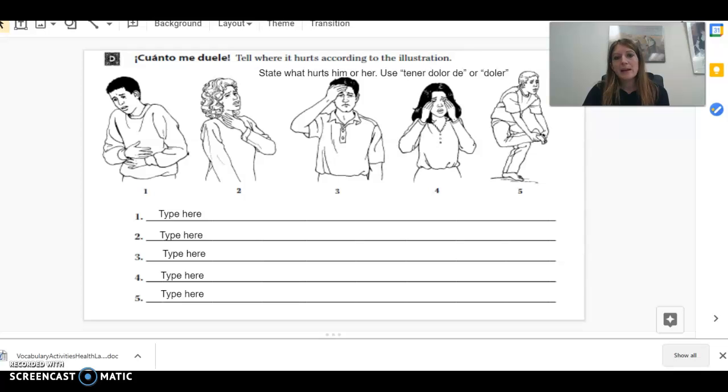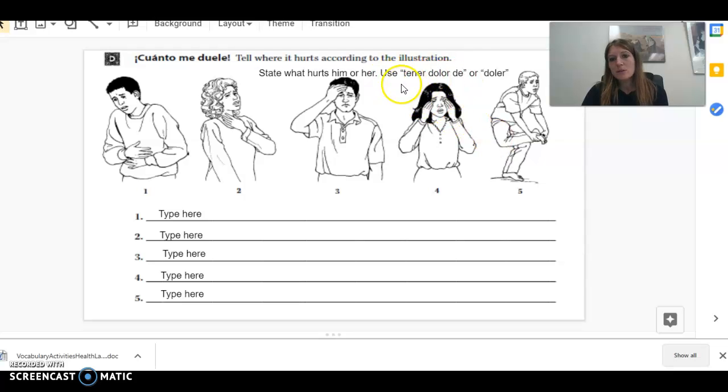For the next slide, you're telling me whether he or she has a certain pain based on the image. So for number 1, he has a stomach ache. 2, she has a sore throat. 3, he has a headache. 4, her eyes hurt. 5, his foot hurts.